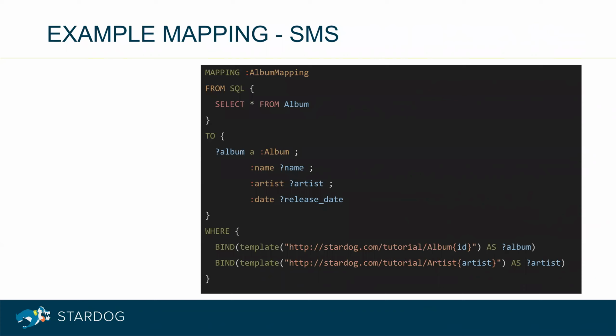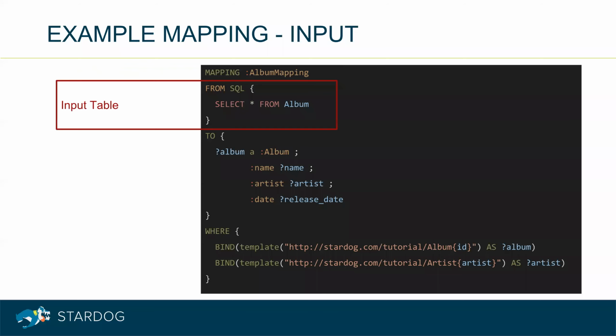Okay, so let's quickly go over these different parts of the SMS mappings. At the top, we have an optional name that we can define for a mapping. It can be an anonymous mapping too, but you can provide the mapping name.